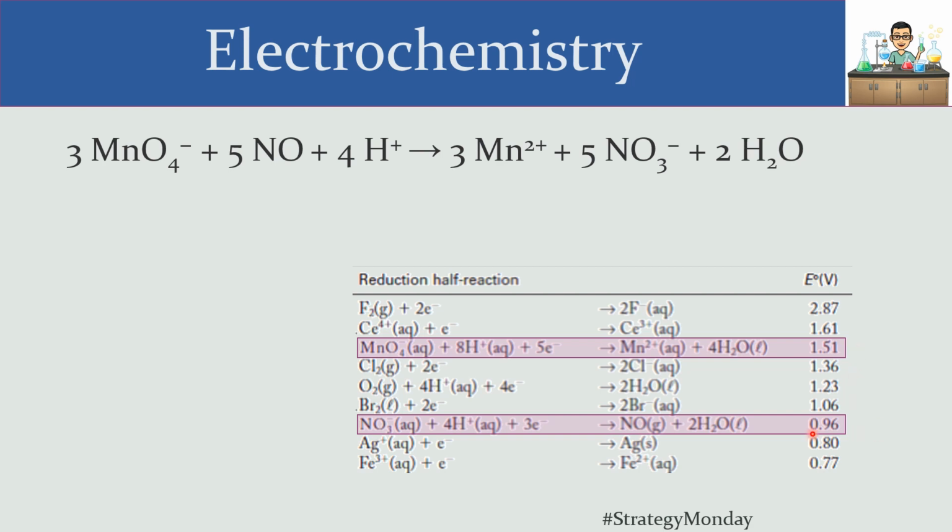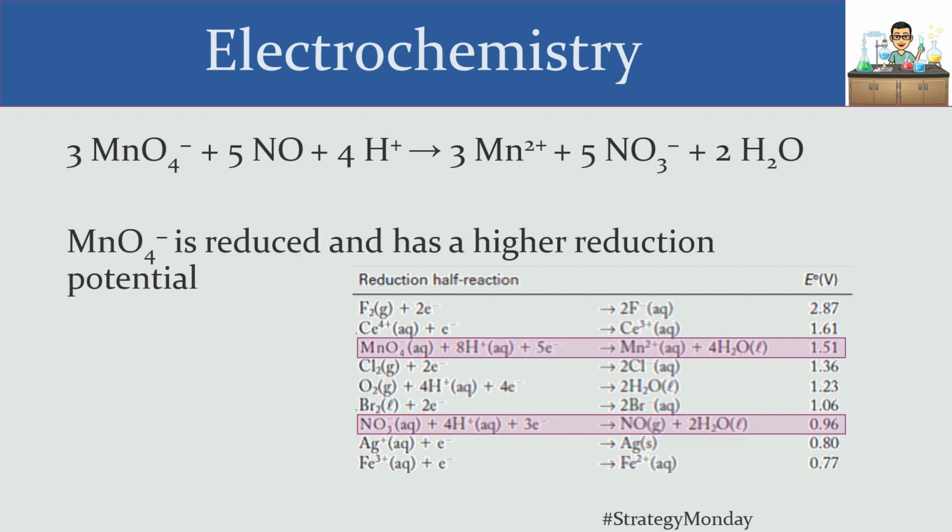So between these two values, the higher one is 1.5. And that belongs to the permanganate, whose reaction we didn't have to change. So the permanganate is reduced and has a higher reduction potential. So that means that overall this reaction is going to be spontaneous. Okay, so again, what we did was we've identified that the permanganate is on the correct side of the reaction arrow. It's the one with the higher value, spontaneous reaction.